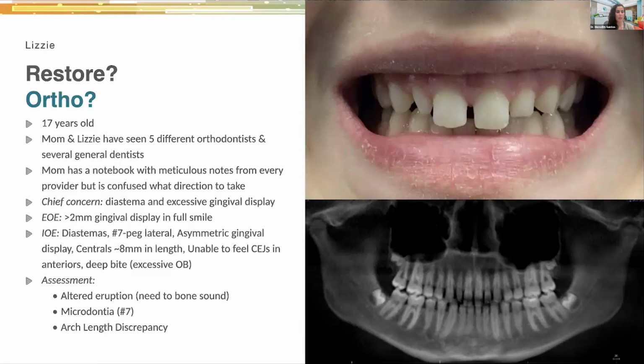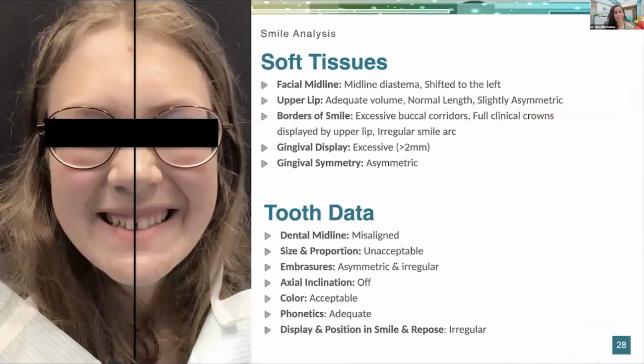So we gather all our data, right? She's got a 7 that's a peg lateral. We've got this diastema. We've got some asymmetric gingival displays. Our centrals are a little bit shorter. We can't really feel our CEJs underneath the tissue, and she has a super deep bite. So we're kind of making our assessments here.